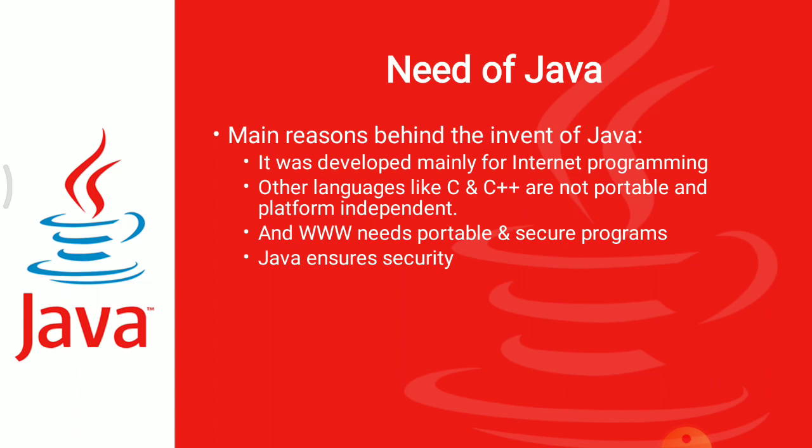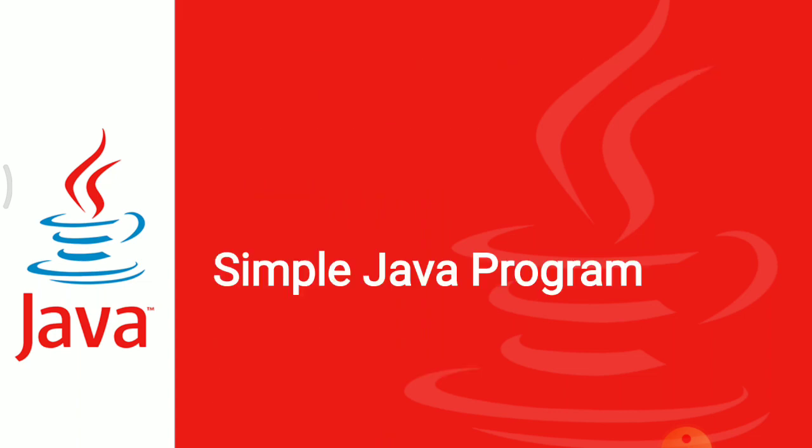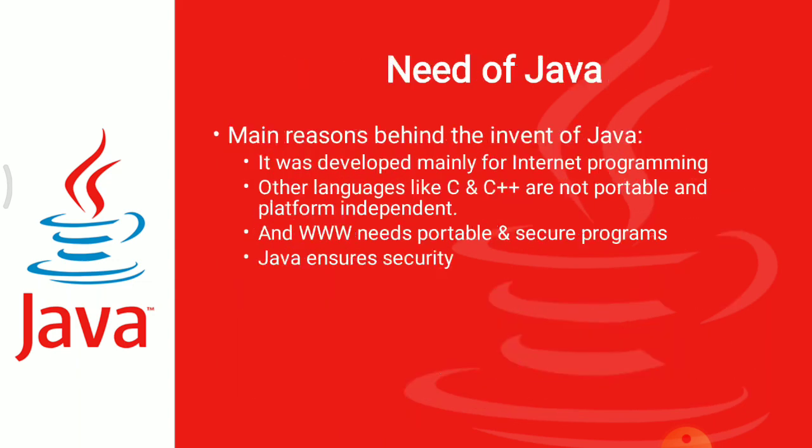And the WWW needs a portable and secure program. Java ensures security. I explained in the previous slide how Java ensures security by eliminating the pointer. These are the things that came up in the need of Java. After that, how Java is different from C++, additional features, and a simple Java program. I will first give the difference between C++ and Java, then how to install JDK, how to set the class path, and we will have fun learning Java.